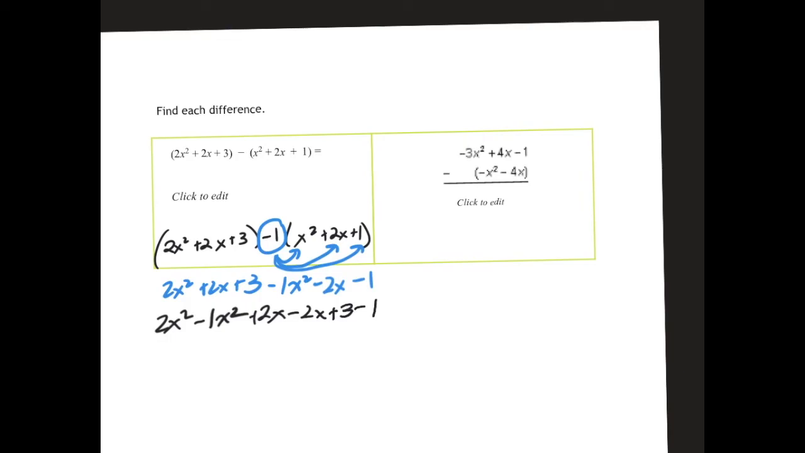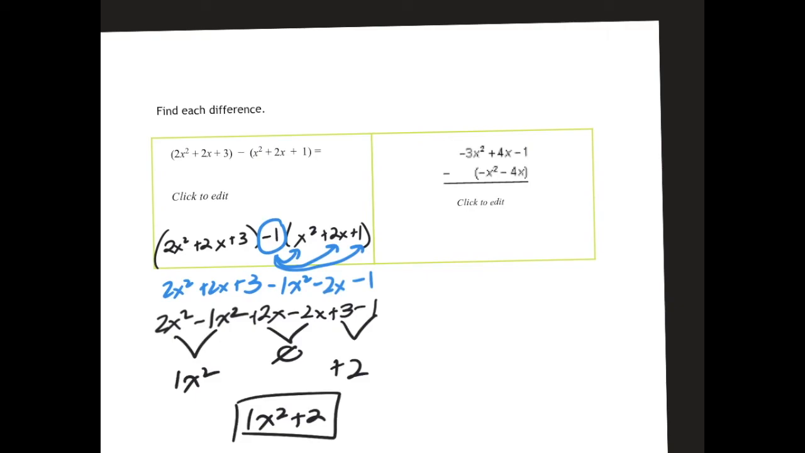So now that I've grouped them together, I can start combining my like terms. So I have 2x squared minus 1x squared, that gives me 1x squared. I have 2x minus 2x, that actually cancels out to 0, so I'm not going to write a term there. I have plus 3 minus 1, so that's going to give me plus 2. So I have 1x squared plus 2.